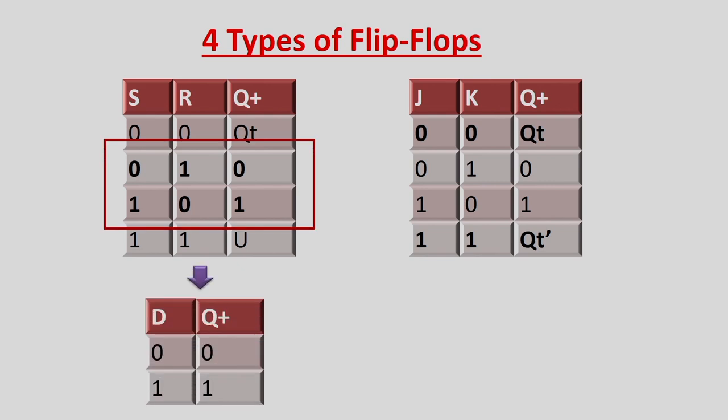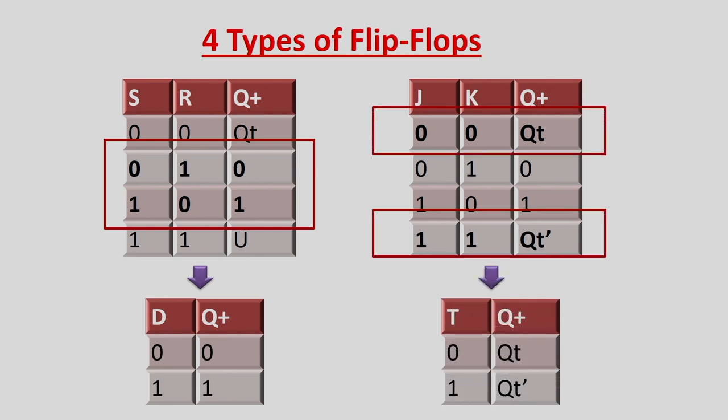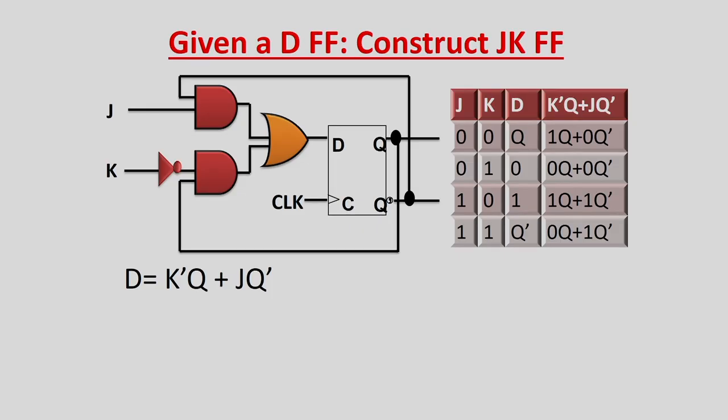So, the SR flip flop can be converted into a D flip flop. Similarly, a JK flip flop can also be converted into a T flip flop. Now, given a D flip flop, how can we construct a JK flip flop? The D flip flop is given, and from this we want to construct a JK flip flop. So, what should be the value of D so that the whole thing behaves like a JK flip flop? This part is given. We want to put in some extra circuitry so that it will behave like a JK flip flop.